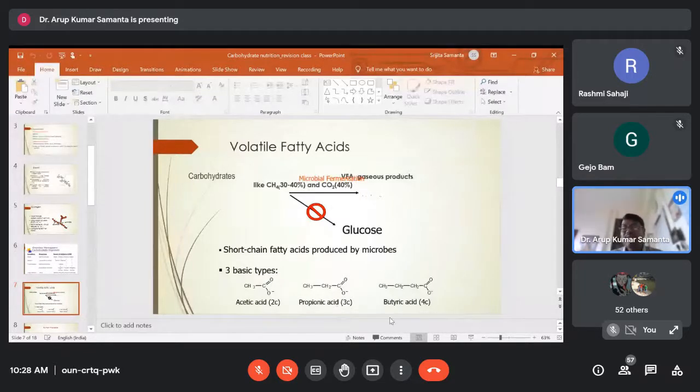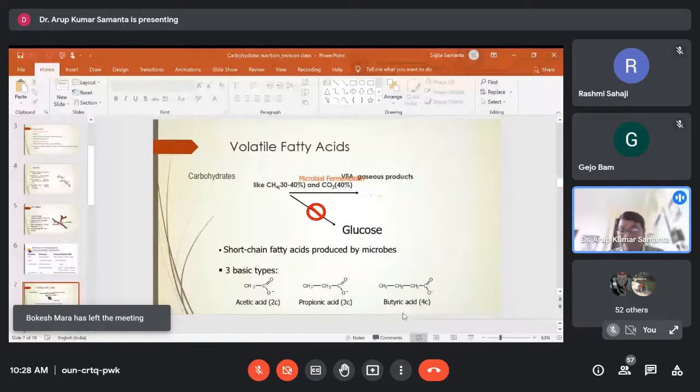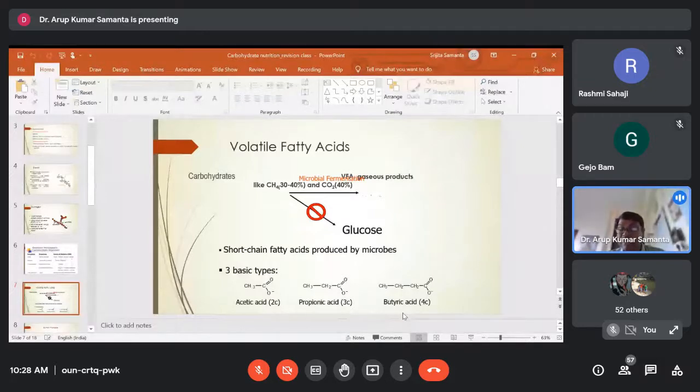Other than that, there are some other short chain fatty acids also produced, like valeric acid, isovaleric acid, and 2-methylbutyrate, but the major volatile fatty acids are acetic acid, propionic acid, and butyric acid. So from here you can easily understand the difference between ruminant and non-ruminant regarding carbohydrate digestion. In non-ruminants, glucose, fructose, and galactose, the monosaccharide units, are the ultimate end products. But in ruminant species, it is volatile fatty acids plus some short chain fatty acids plus gaseous products like methane and carbon dioxide.